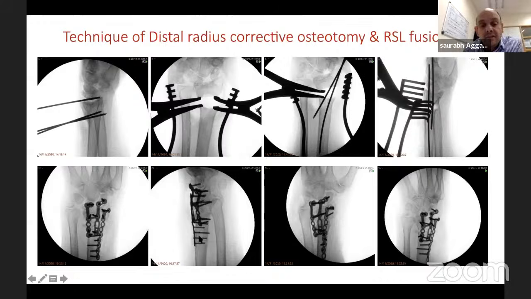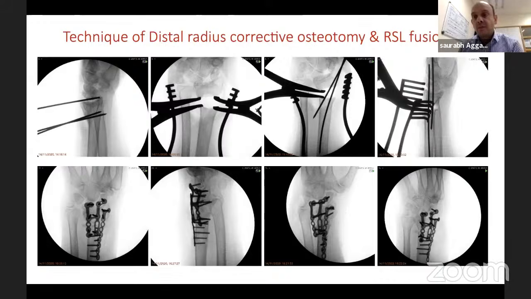And this view tells you none of the screws are prominent. And more important, graft is fully packed here. The volar surface is all covered with graft. This view tells you my metacarpal hand plate is there. None of the screws are prominent in the first extensor compartment.